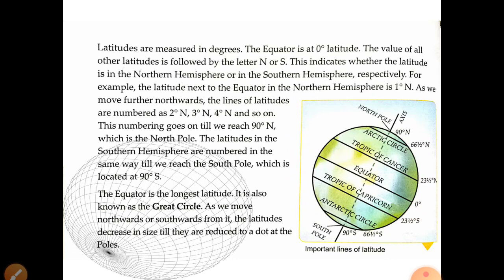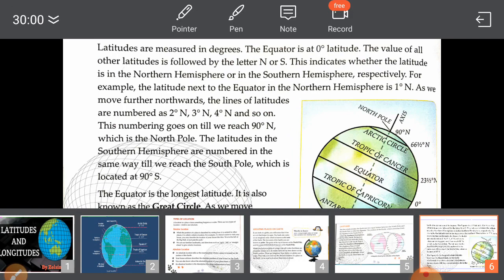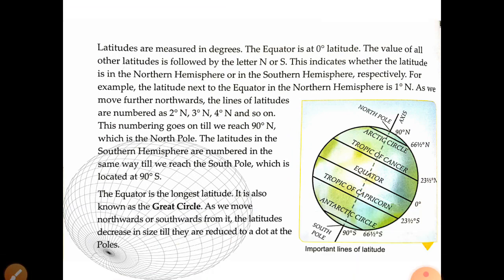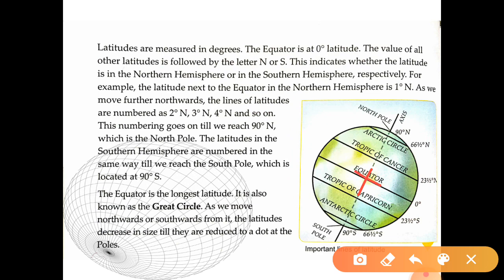Latitudes are measured in degrees. The equator is at 0 degree latitude. From this line you can see the equator is at 0 degree latitude. The value of all other latitudes is followed by the letter N or S: N for the northern hemisphere and S for the southern hemisphere.